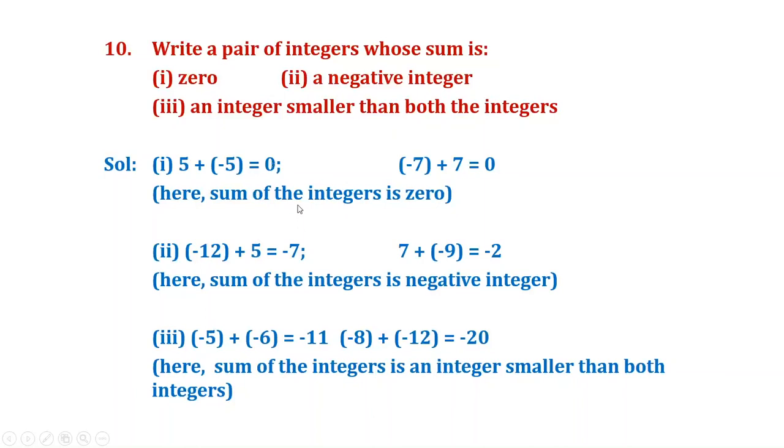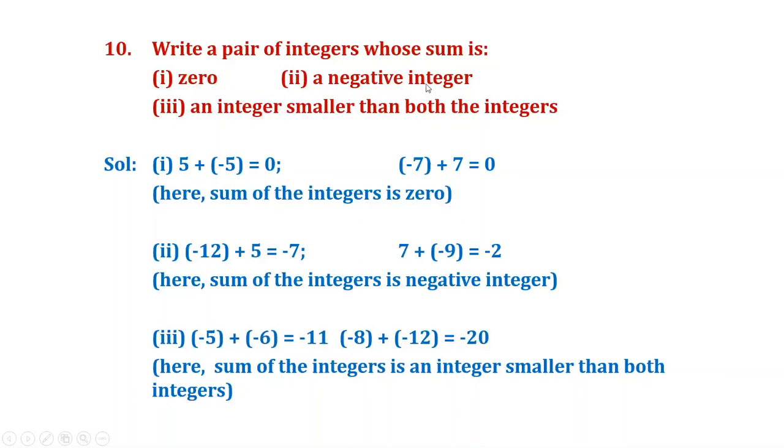Always, the sum of a number and its additive inverse is 0. You know this from the additive inverse concept. So take any number and add the additive inverse of that number, you will always get 0. First I am taking plus 5. What is the additive inverse of plus 5? Minus 5. By adding plus 5 to minus 5, you will always get 0. And if I take minus 7, what is the additive inverse of minus 7? Plus 7. By adding plus 7 to minus 7, you also get 0. So here the sum of the integers is 0. So the first problem is over here.